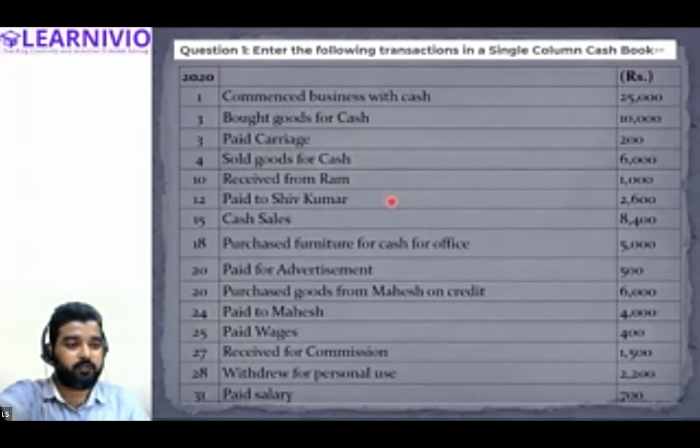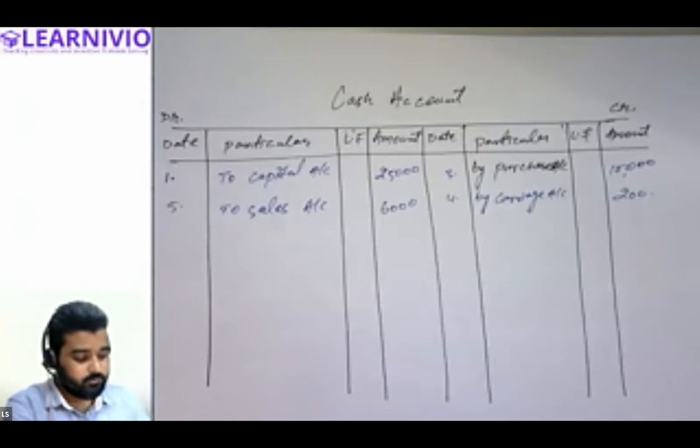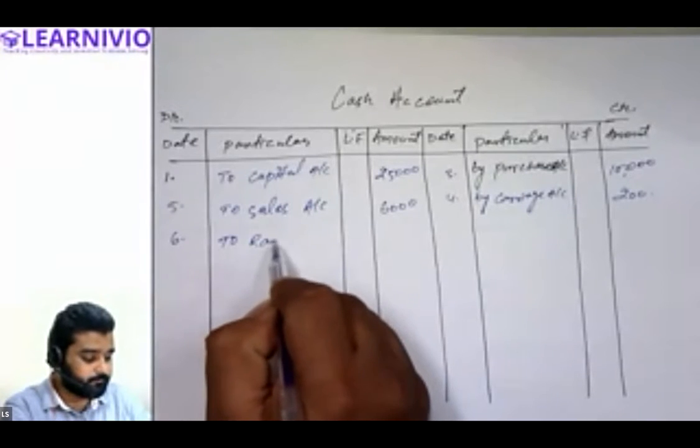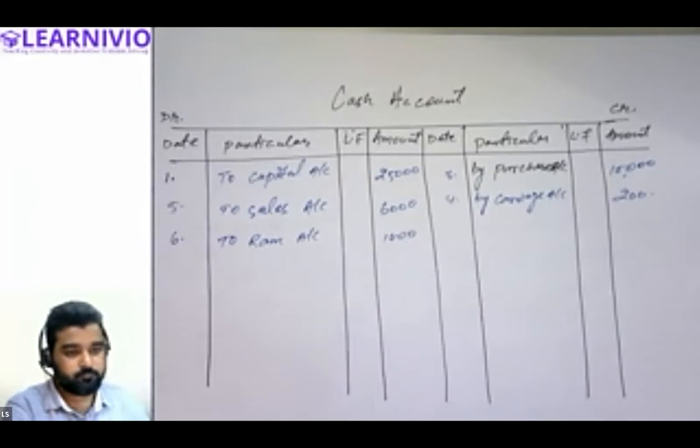Okay, how will it be treated? Here is the customer, not the creditor or debtor. Basically, Ram you can take as anyone. It can be a debtor or an individual or any person giving 1,000 rupees. So what is happening here? It will lead to the inflow of cash, right? Yes sir. So we will write it like this: cash is coming from Ram, so we will write to Ram account, Ram account 1,000. Done.